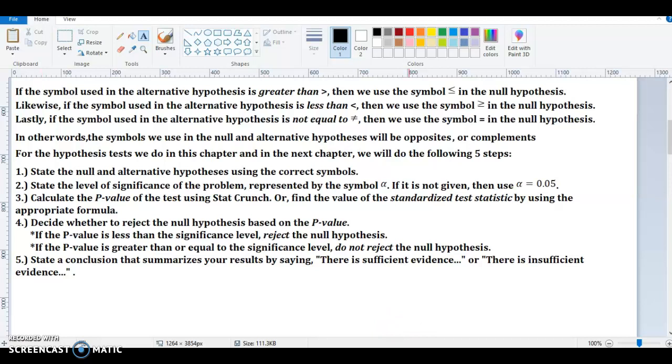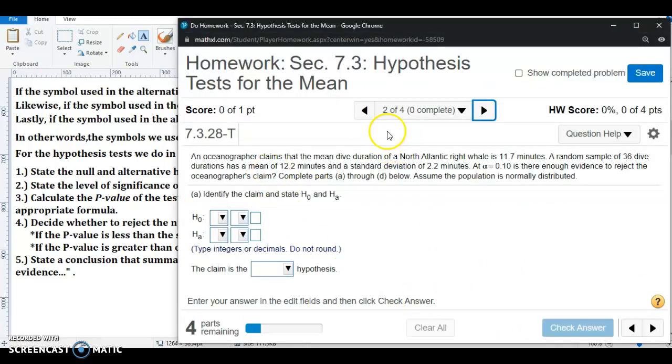Okay, so let's go and take a look at an example from section 7.2. This is problem 2 from the homework. It says, an oceanographer claims that the mean dive duration of a North Atlantic right whale is 11.7 minutes. A random sample of 36 dive durations has a mean of 12.2 minutes and a standard deviation of 2.2 minutes. So at the significance level alpha equal to 0.10, is there enough evidence to reject the oceanographer's claim? We're going to complete parts A through D below, and we're going to assume that the population of these dive times for all these North Atlantic right whales is normally distributed.